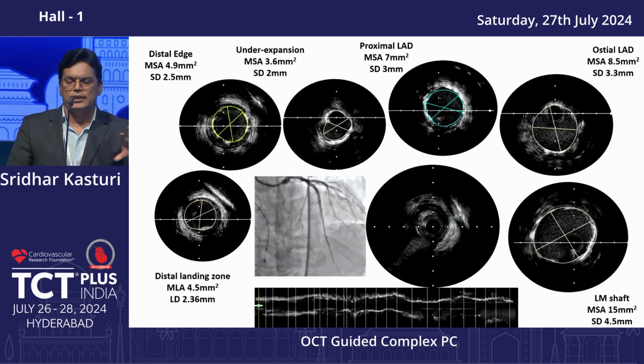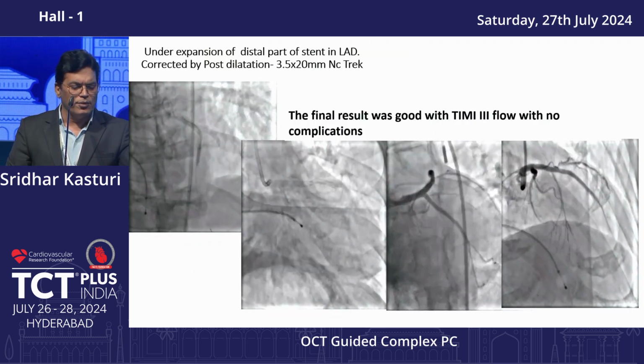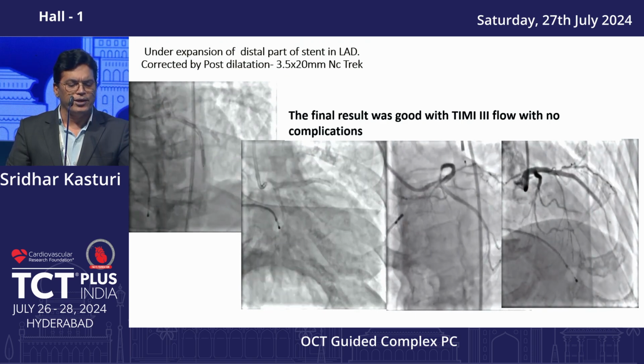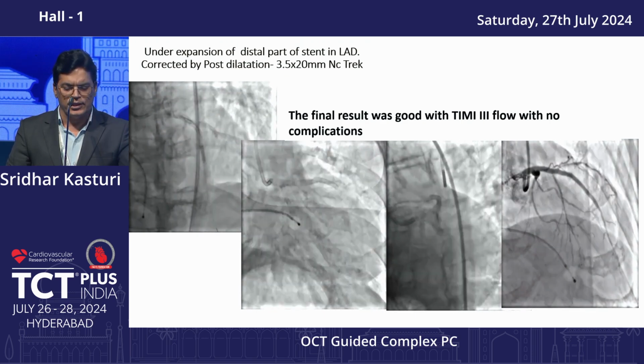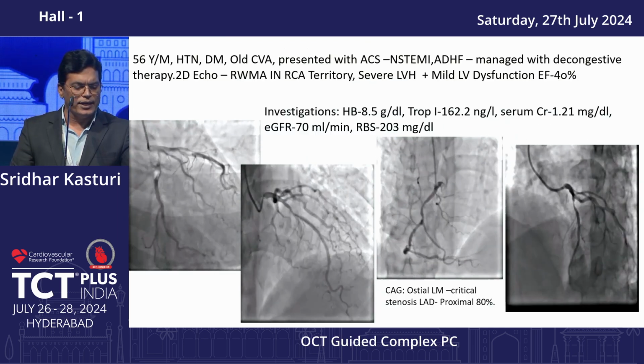Always prove with the IVUS that the stent is expanded very well, but there is an under expansion of the distal edge of the stent. So we took the 3.5 into 20 mm NC balloon to dilate it further. The final result was good with good antegrade flow. This is a final case.